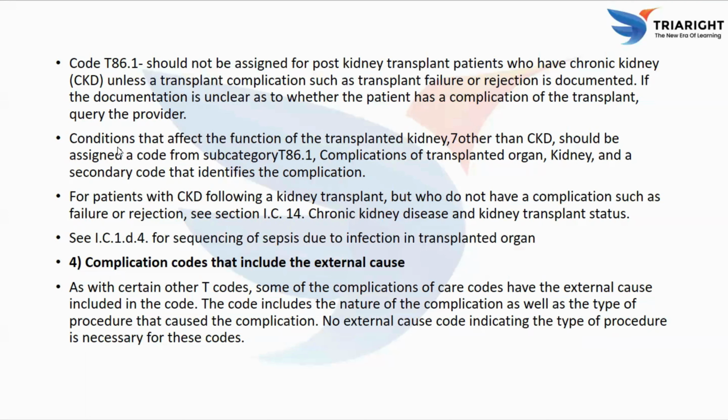So next guideline is conditions affecting the transplanted kidney function other than CKD. If a condition impairs the function of the transplanted kidney other than CKD, it is coded as a transplant complication. So now what are the coding requirements here? T86.1, which identifies the kidney transplant complication, as well as the secondary code, which identifies the specific condition. What is the specific complication caused by the transplanted organ?